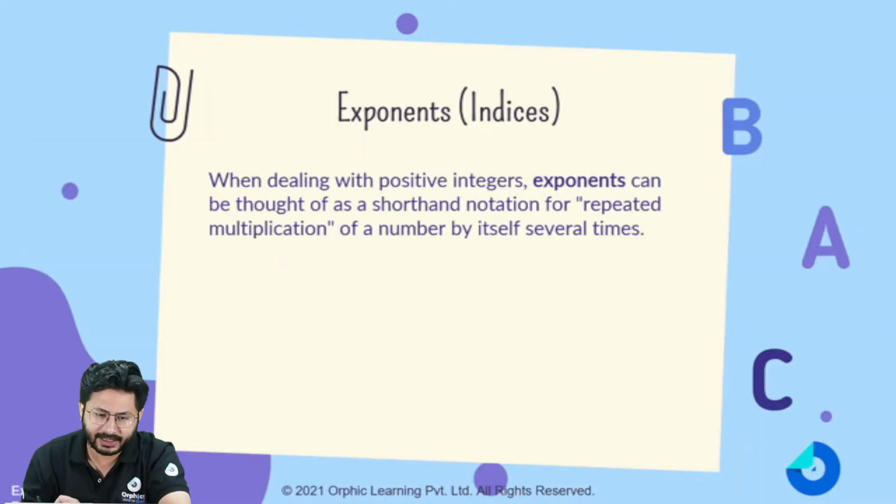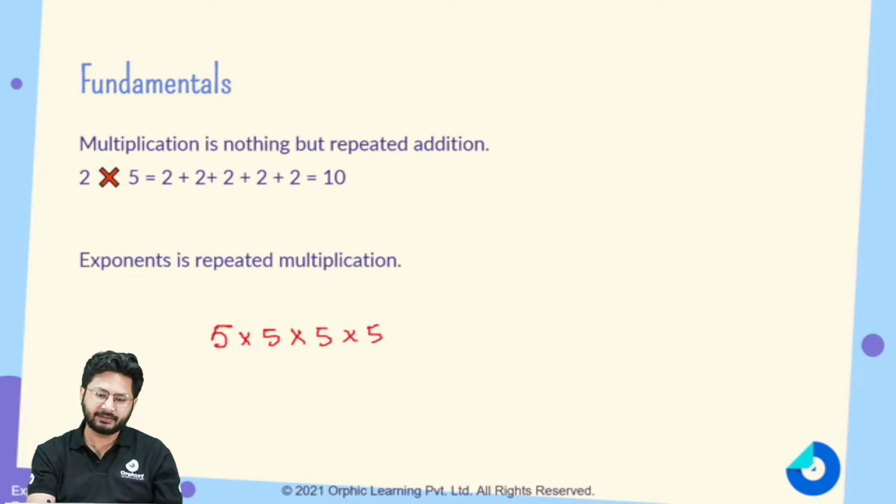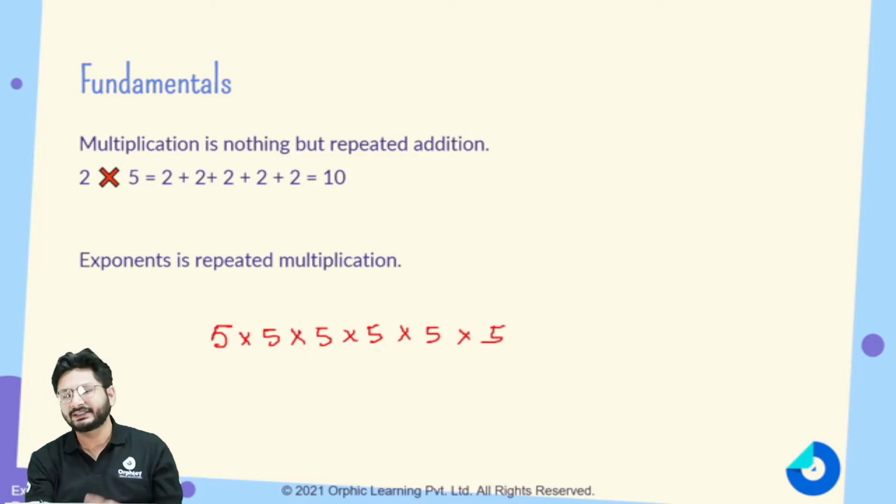If I want to write 5 into 5 into 5 into 5 into 5 into 5, I want to multiply 5 to itself 6 times, I can simply write it as 5 to the power 6. So can we say that exponents help us reduce the effort of writing? It reduces our effort of writing, but does it also reduce our calculation effort? No. It just reduces the effort of writing, it has nothing to do with the calculation part.